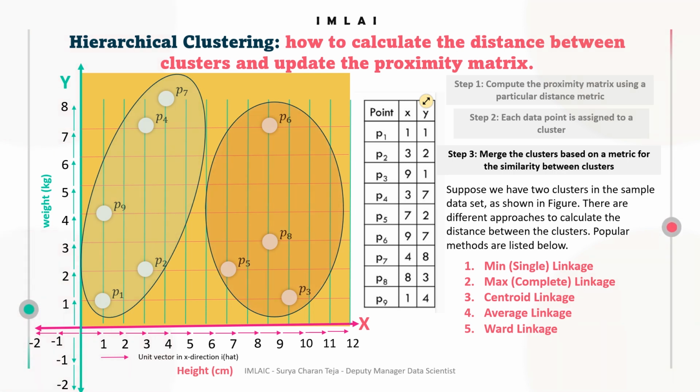So obviously initially each data point is a cluster. So P1 is a cluster, P2 is a cluster. Now you need to find the distance between each cluster.